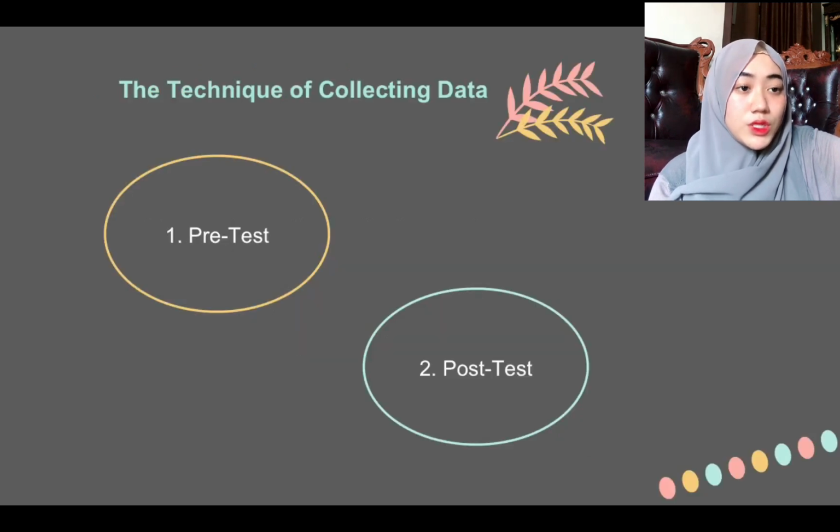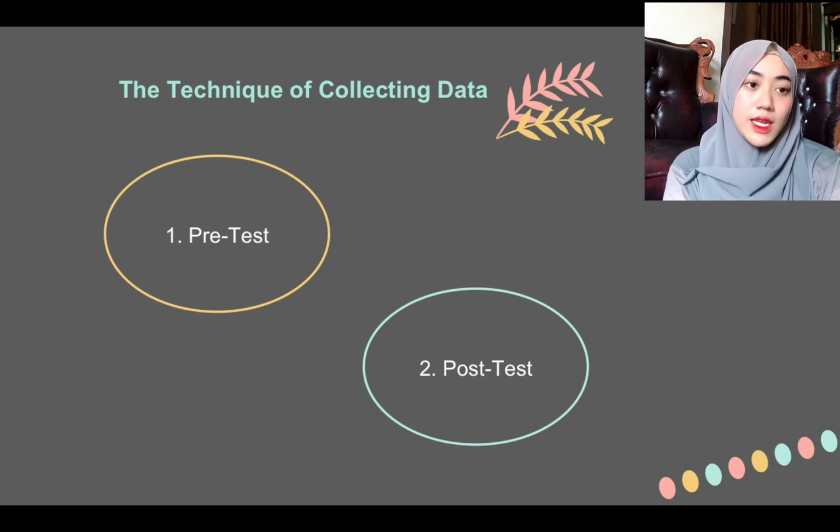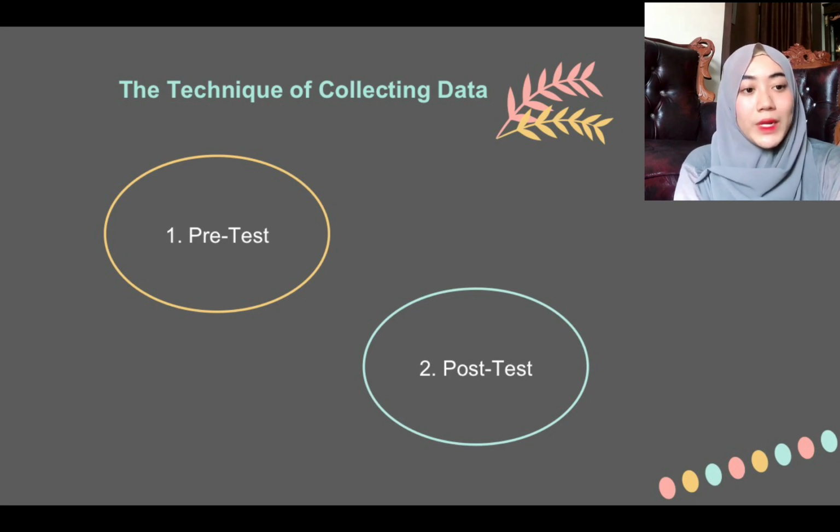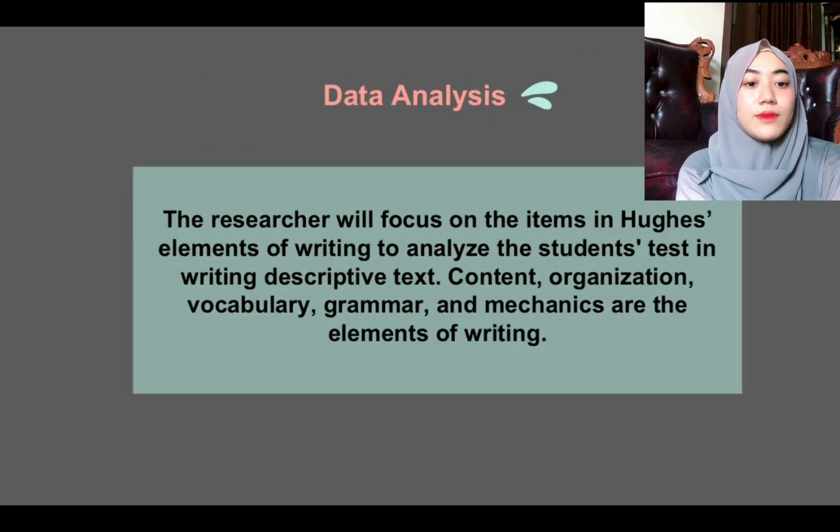Okay, next we go to the technique of collecting the data. The researcher will use a pre-test and post-test. The pre-test is to know the students' writing ability in descriptive text before using the treatment, and the post-test is to know the students' writing ability in descriptive text after using the treatment of Write Pair Square technique.